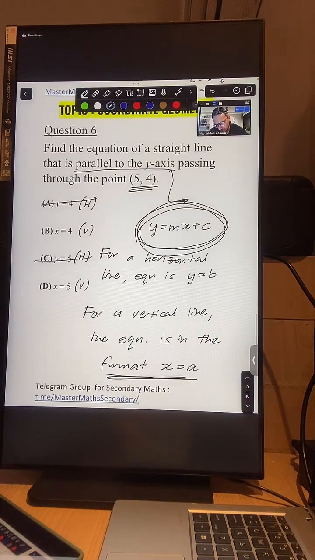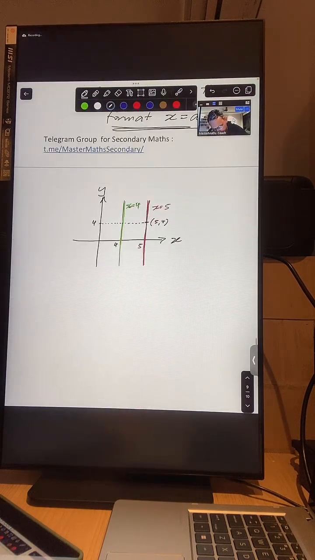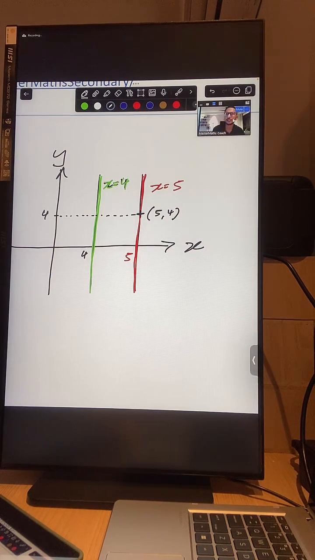Okay, this is what passes through the point (5, 4). So the point (5, 4) is over here. It's on the red line. It's on the red line. So the answer is x equals 5.